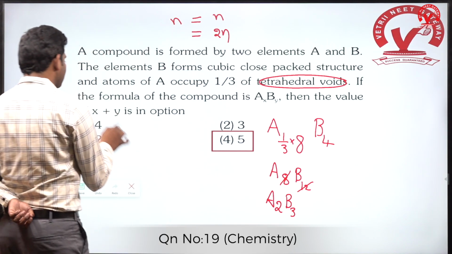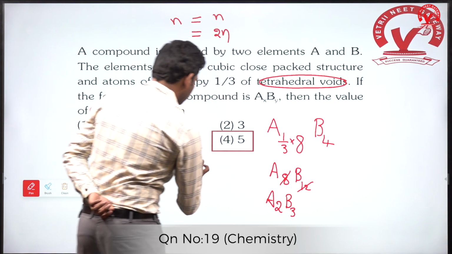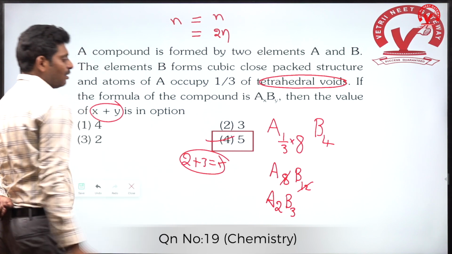Then the question is asking for the x plus y value. So x plus y, 2 plus 3. So 2 plus 3 means 5. So 5 is the answer.